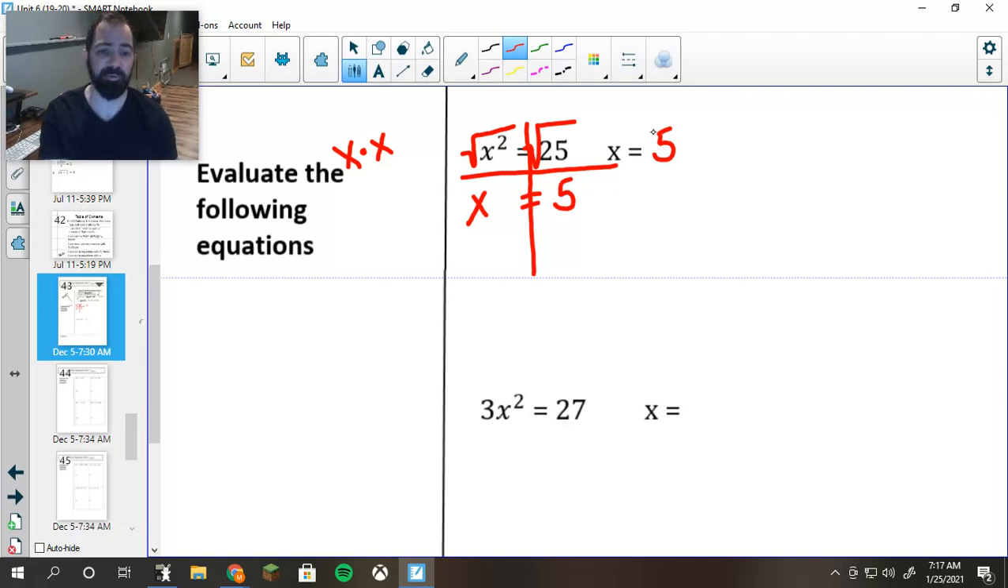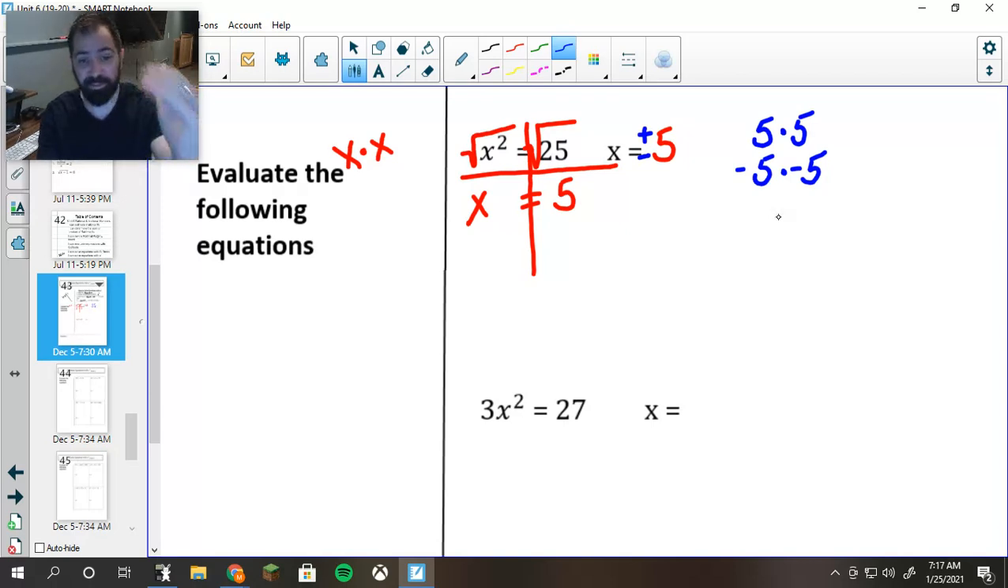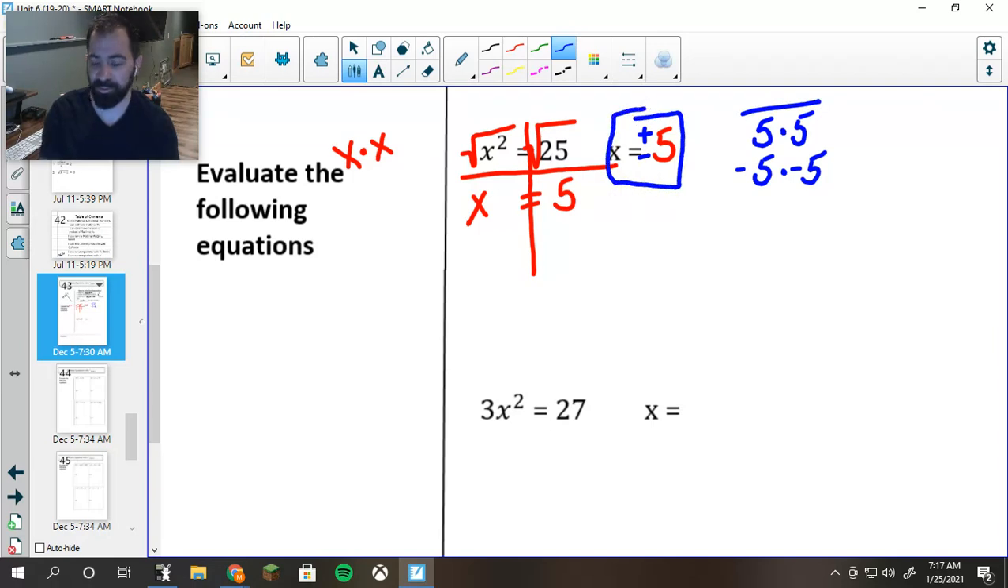But if you remember from our last lesson, we talked about this. When you take the square root of something, you're going to have two answers. Because the square root of 25 is 5, which is 5 times 5. But it's also negative 5, because negative 5 times negative 5 also equals 25. So you want to make sure that you're paying attention to this part. When we take the square root of something, you are going to get two answers. And that is your answer right here: x equals plus or minus 5.